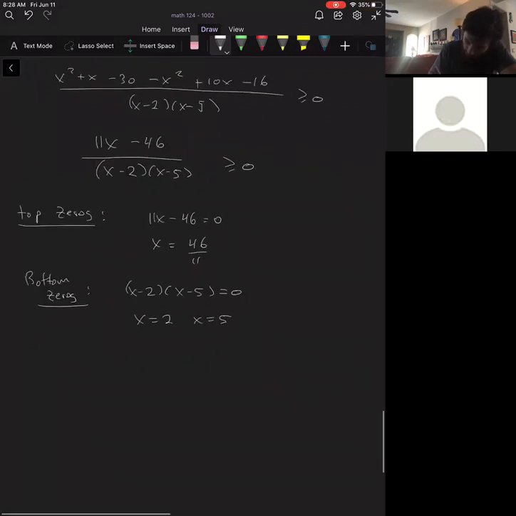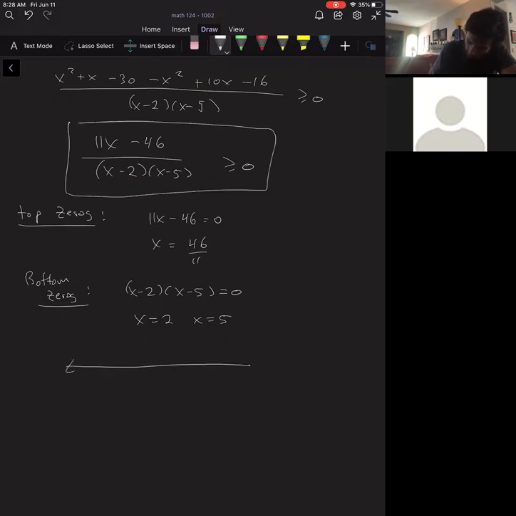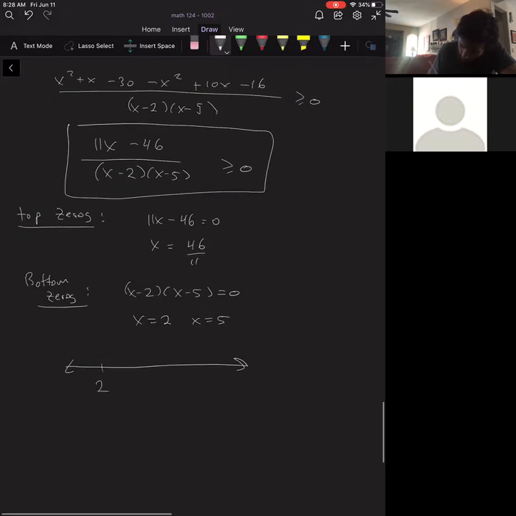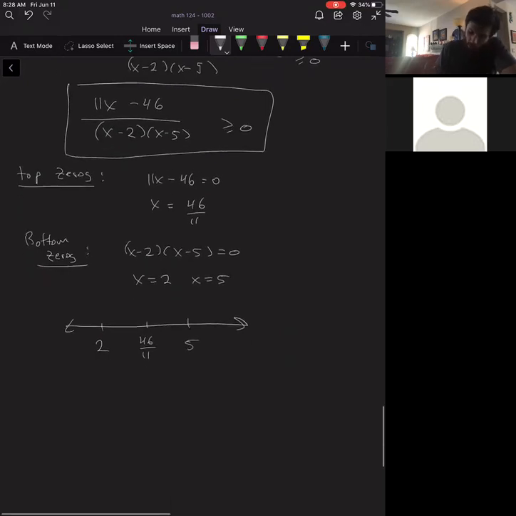So we put all these things onto our number line. Let's put this in a box. That's what we want to keep in mind. Okay, so we got 2, 46 over 11, and then 5. All right, so again, the type of zero matters. This is an or equal to sign, so our top zeros are going to get open or closed circles. The 46 over 11 gets a closed circle, and our bottom zeros are always getting open circles.